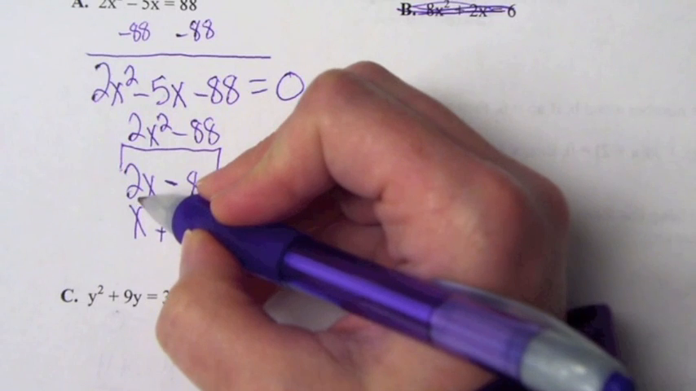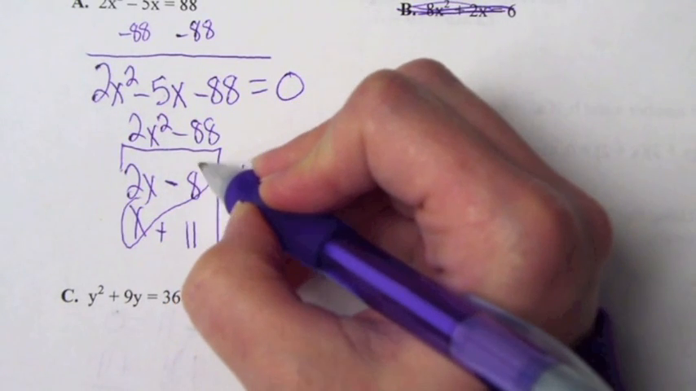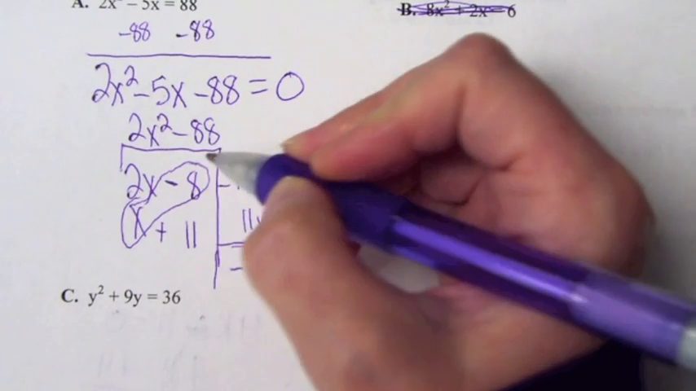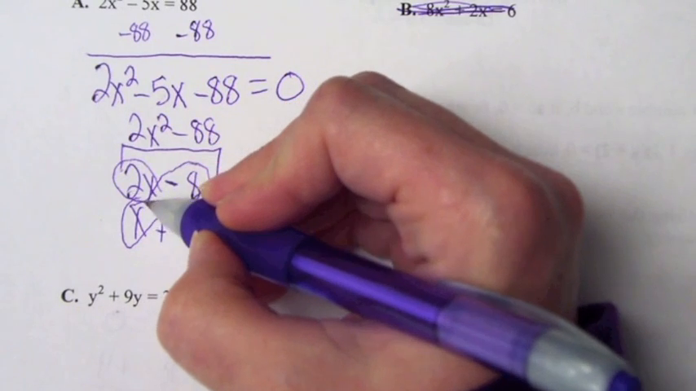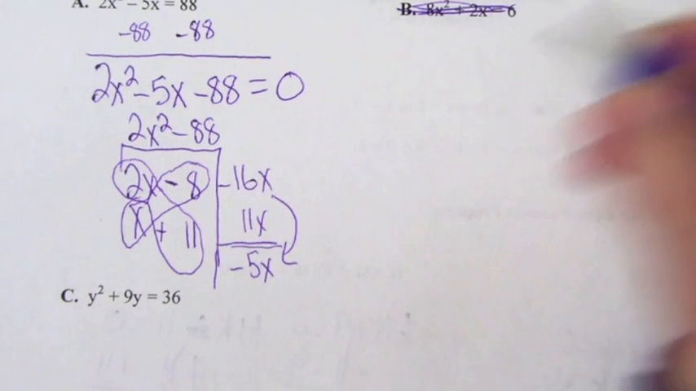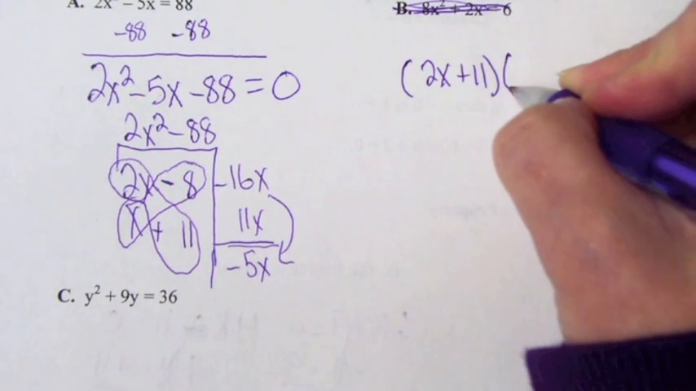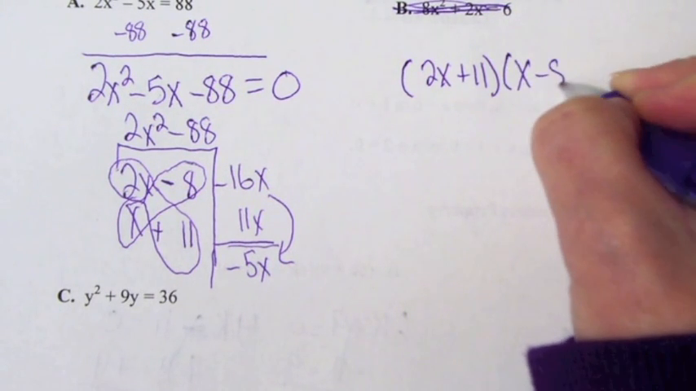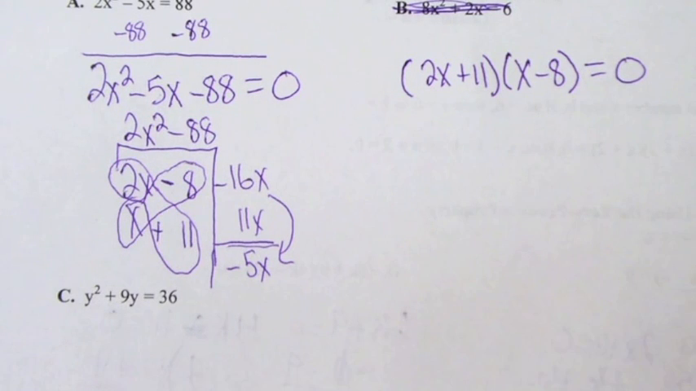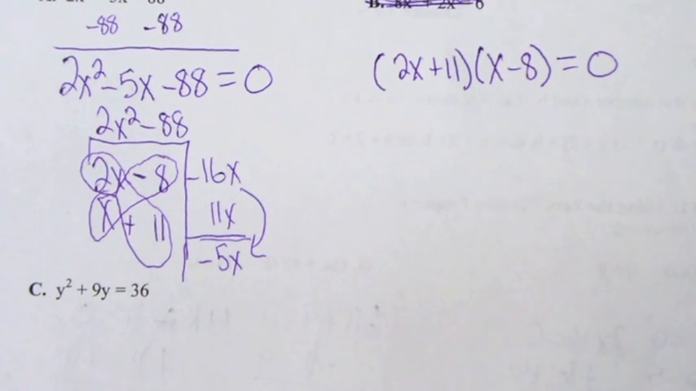So our factors, now remember, you have to circle diagonally on these. When there's numbers in front of the x's, that really makes a difference. So our factors, I'm going to put them right here. We have 2x plus 11, and we have x minus 8. So don't forget to circle diagonally on there.